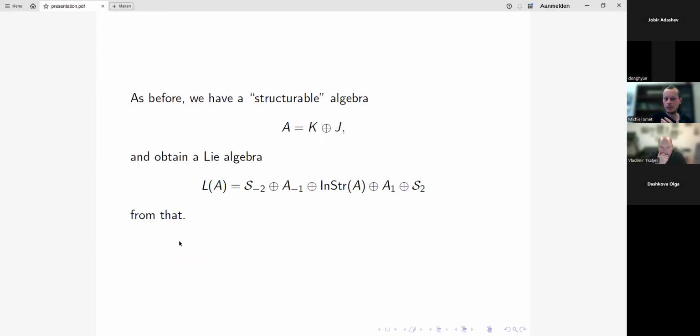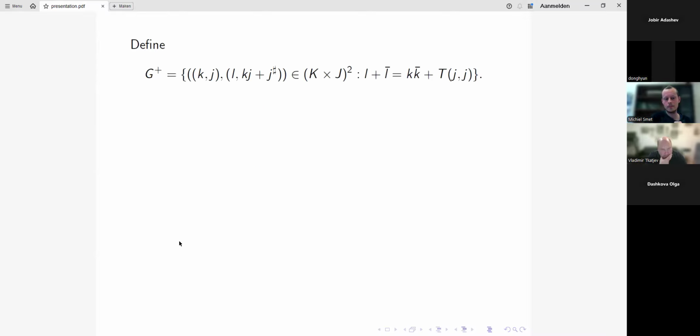You take the same multiplication as before, and you can obtain a Lie algebra, a Z-graded Lie algebra from that. It takes some work to verify that this really is a Lie algebra, but it's quite doable. So now I will go into defining the automorphisms.